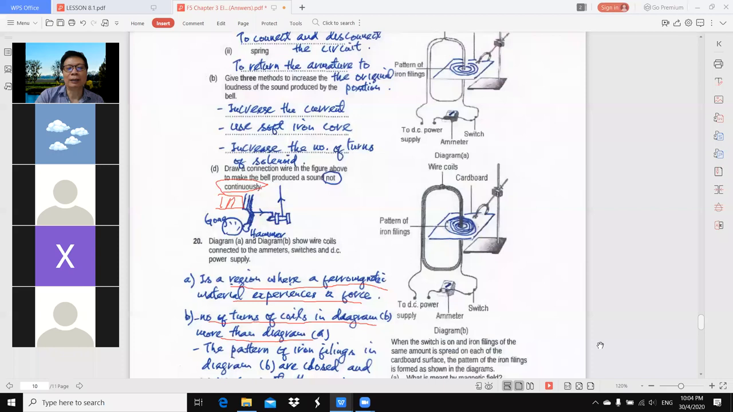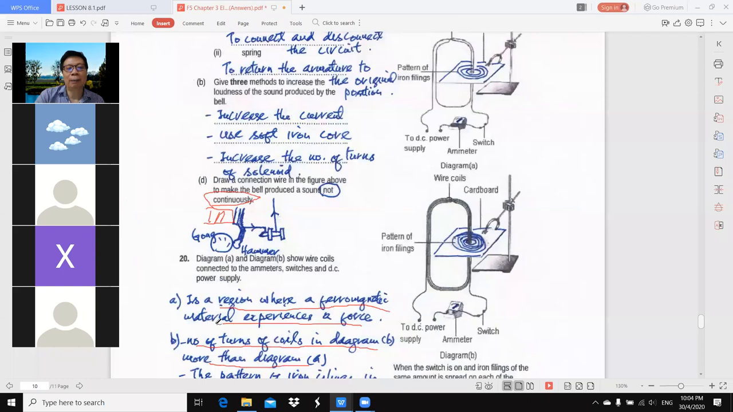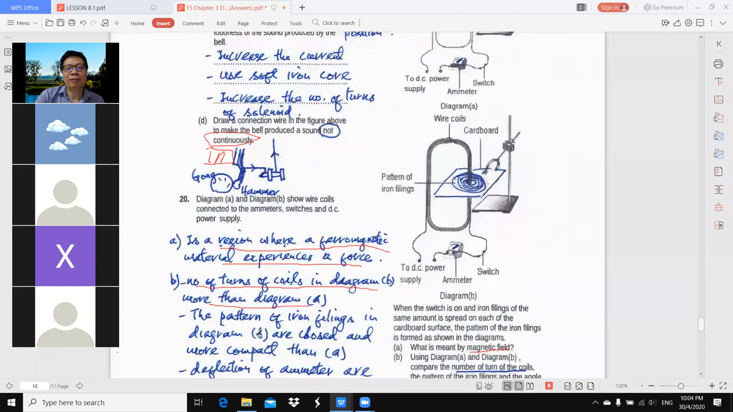Second part of the question, compare the pattern. We answer like this. The patterns of iron filings in diagram B are very close and more compact. Compact means very, very close, and more circles means compact. Patterns of iron filings in diagram A are close, but this one is very close. This one is not that close. This is very, very close, and also more compact than A.